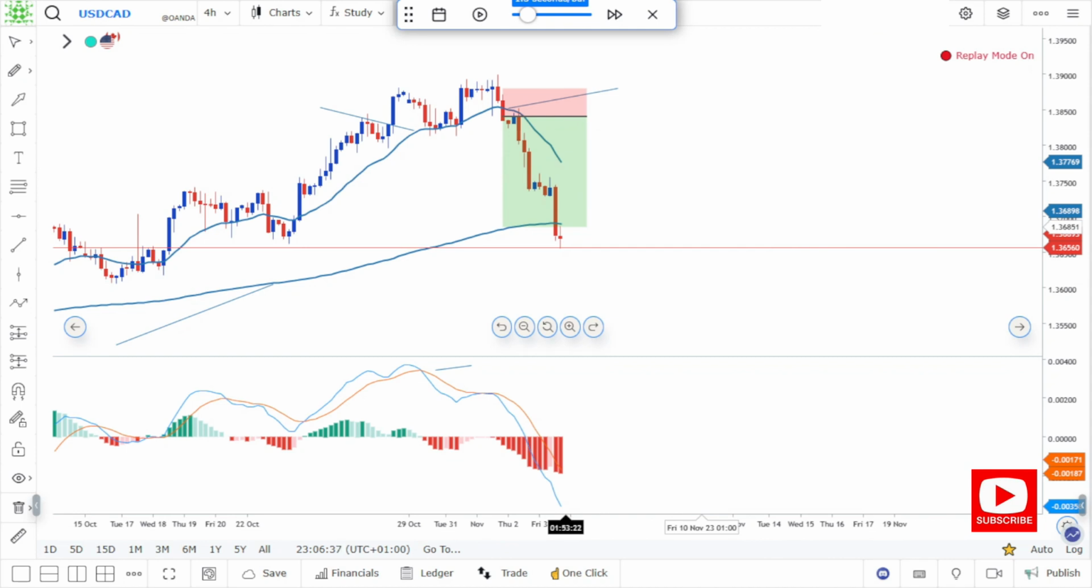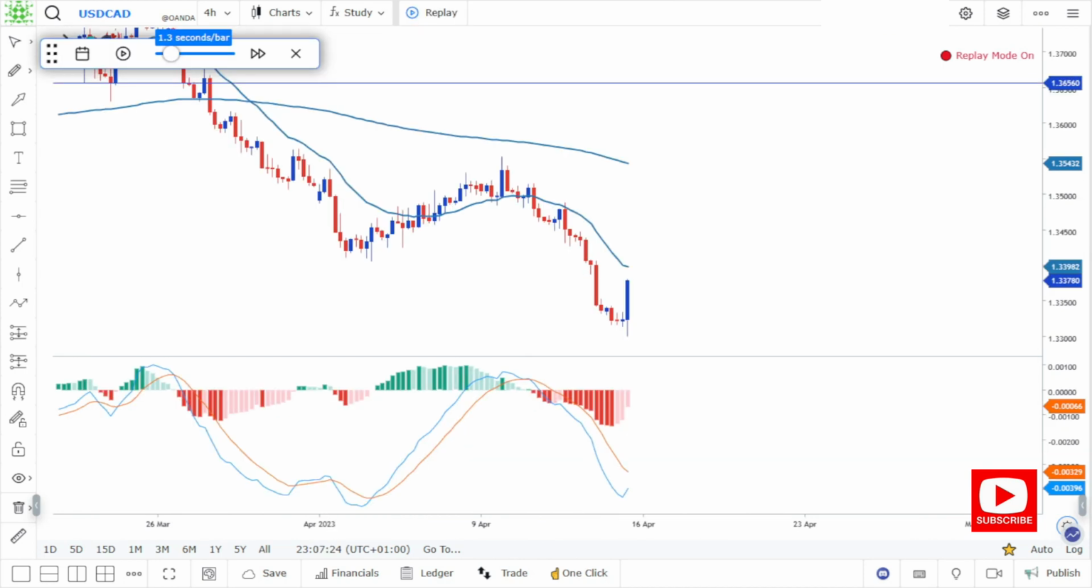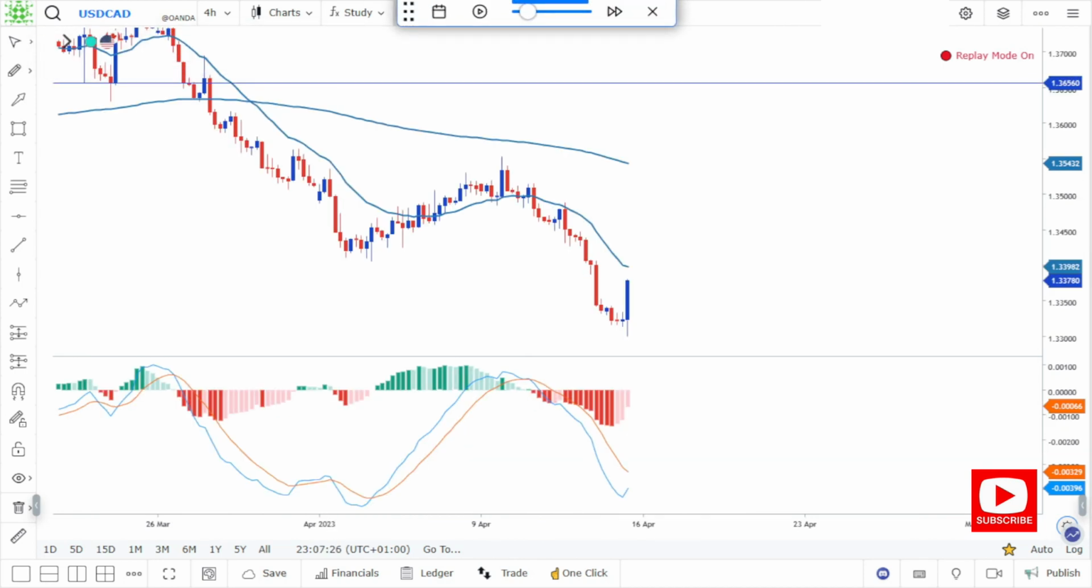Guys, we can see how this take profit was smashed and how this strategy works effectively. Now let's look at a buy trade.